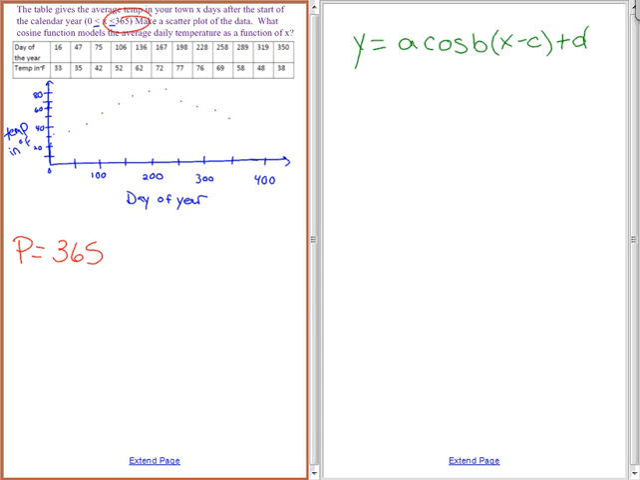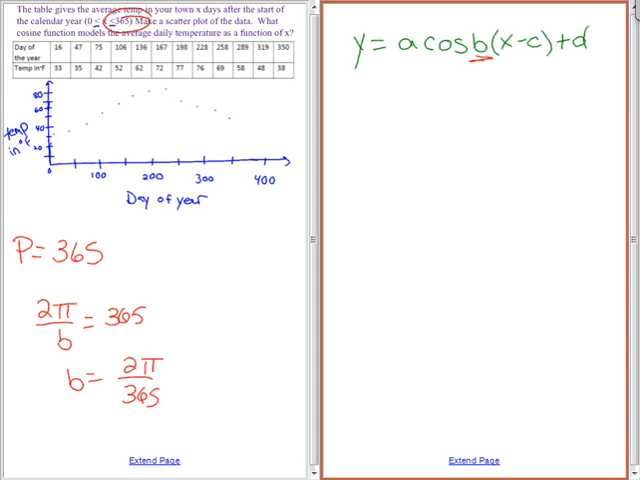365 days, because this is in days. So my period is 365 days. So you know that 2 pi over b equals your period, or b equals 2 pi over 365. There's b. Done. That's the one value I have to have as my b value. Okay, so I go through here, and I just found my b.